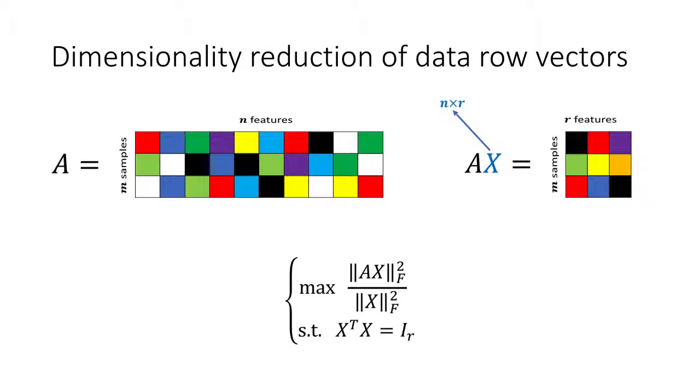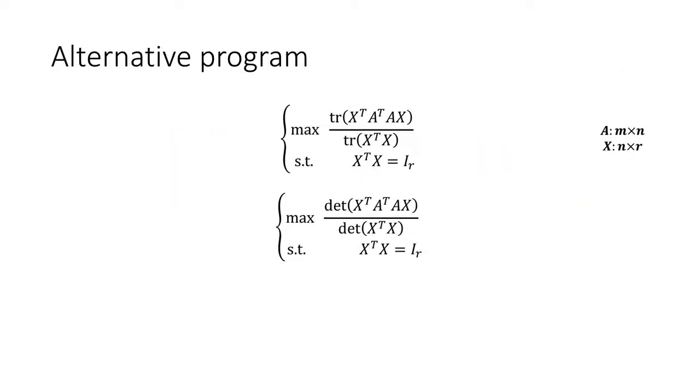More formally, say A is an m by n data matrix with rows that correspond to samples and columns to features. We project this data onto the column span of a matrix X with orthonormal columns. The projected data matrix AX still has m samples, but now only r features, thus reducing the dimension from n to r. PCA chooses X by solving the displayed optimization problem. The problem can also be reformulated in terms of the trace operator applied to the sample covariance of the projected data. We call this the trace program.